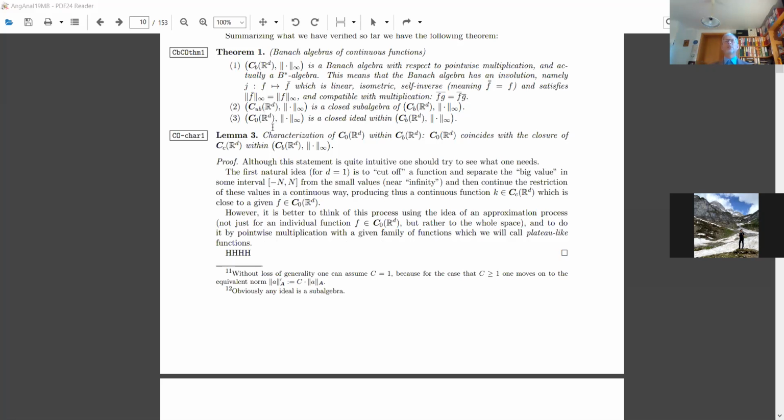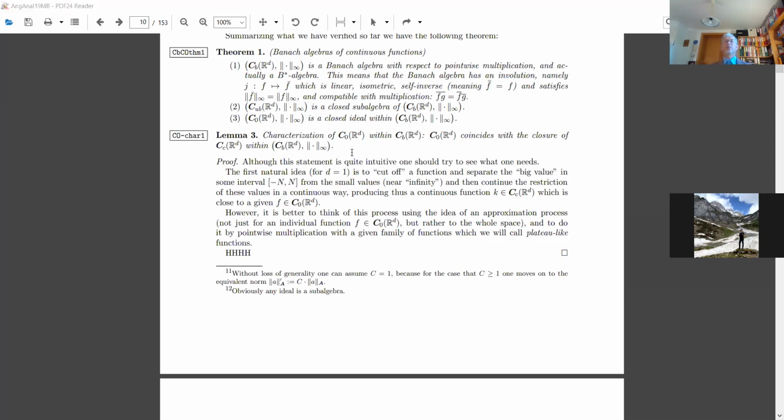And C0 is even a closed ideal, and a closed ideal is even a closed subalgebra, so it's closed. If you take a limit of functions vanishing at infinity, it will also have this property. And the ideal property means that if you are multiplying, and we will do this in detail, a function which is vanishing at infinity with a bounded continuous function, then you will get a function which is also vanishing at infinity. CUB does not have this property, as we will see in a moment.